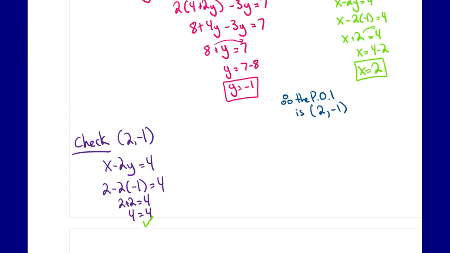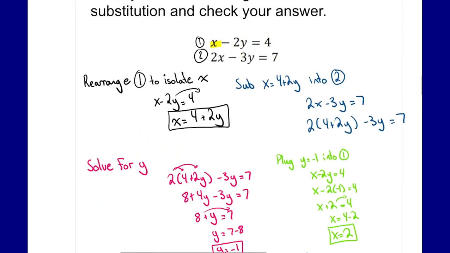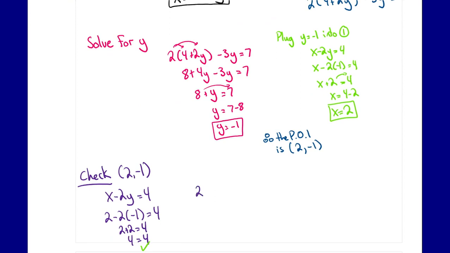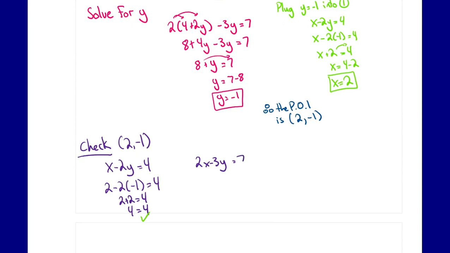That works for that equation, but we also have to check it for the second one. So the second equation, 2x minus 3y equals 7. I'm going to plug in my values. So 2 times 2 minus 3 times -1 equals 7. I'm going to simplify. 4 plus 3 equals 7. 7 equals 7, which is true. So it does work. That is our correct answer.